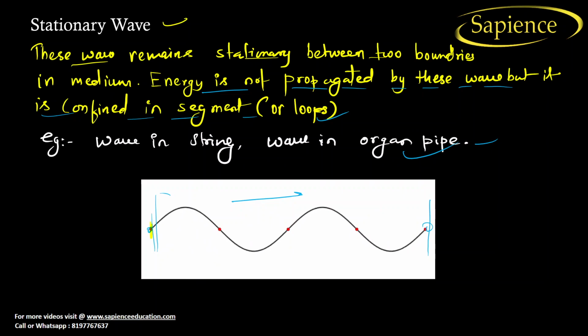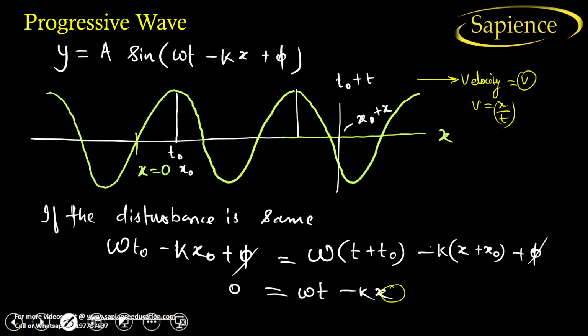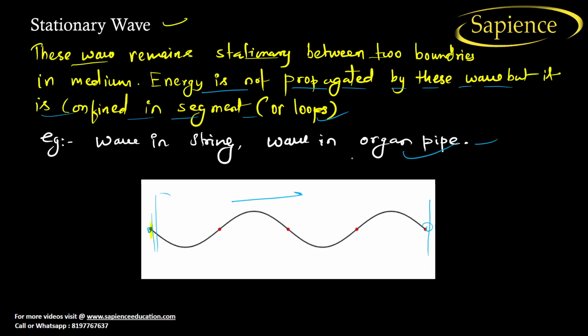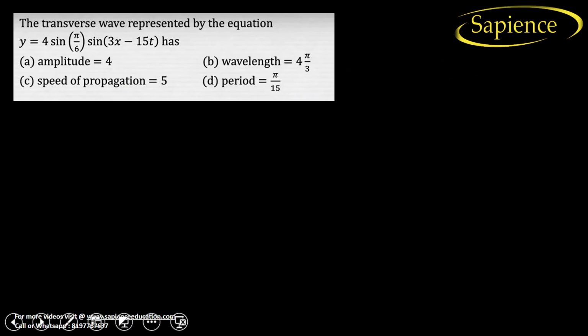Now let us move forward. So the progressive wave will be the continuous movement of the wave for a long, infinite time, but a stationary wave will be confined within two boundaries. So I hope you have understood now.